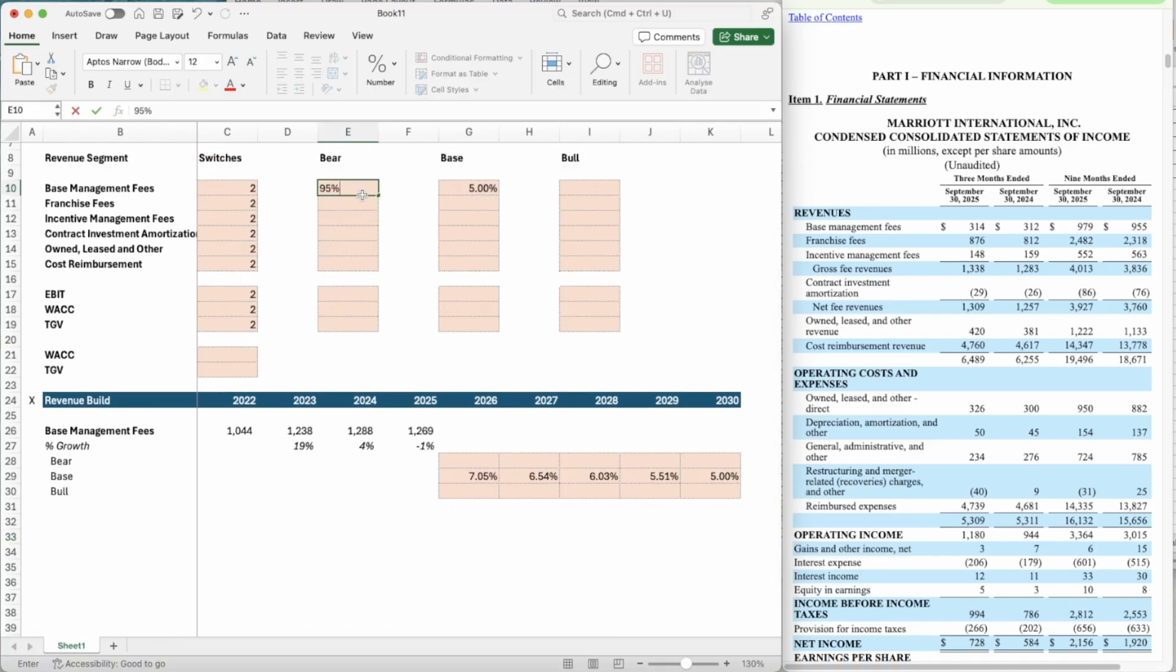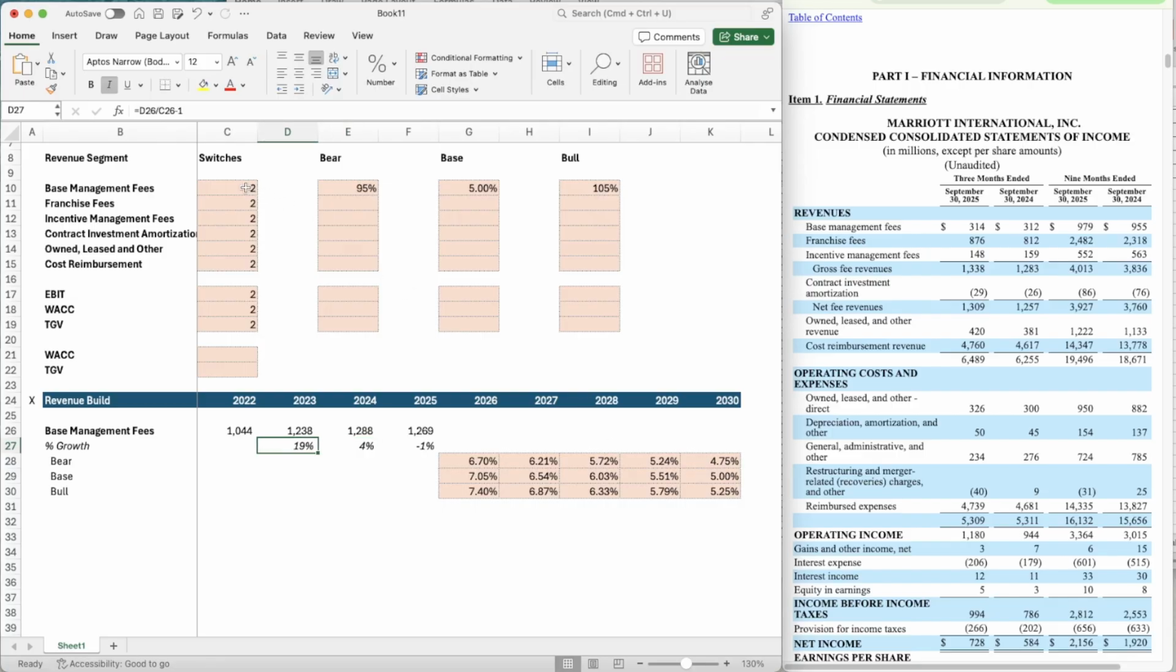For the bear case, we're going to say it will be 95% of the base. For the bull, we'll say it will be 105% of the base. So to work out these cells, we just go equals, you take your base, multiply it by your, in this case, the bear, but make sure you lock in the cell, because we're just going to copy it all the way across. Put it along like that. We do the same for the bull. There we go.